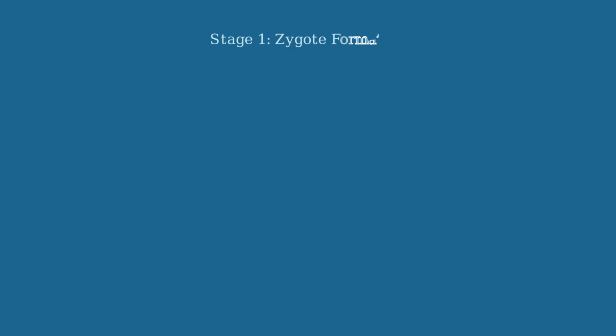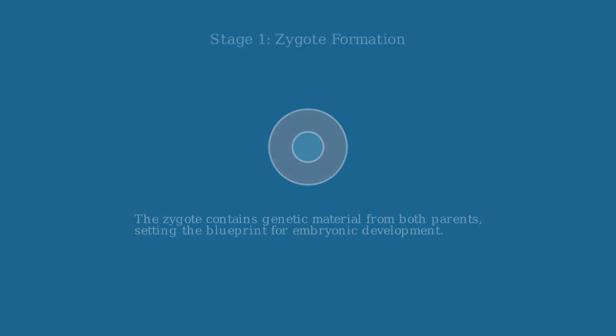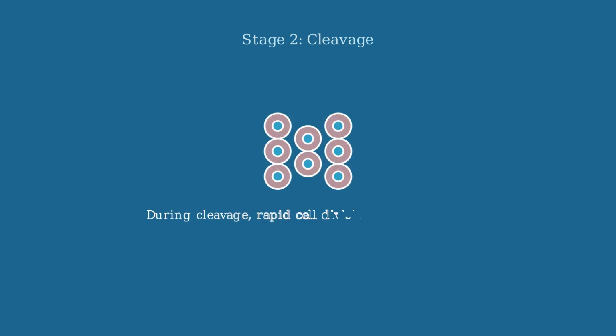Embryonic development begins immediately after fertilization with the formation of a zygote. When a sperm cell fertilizes an egg cell, they fuse to form a single-celled zygote, combining genetic material from both parents. Next, the zygote undergoes cleavage, a series of rapid cell divisions. These divisions produce more and more cells without increasing the overall size of the embryo.